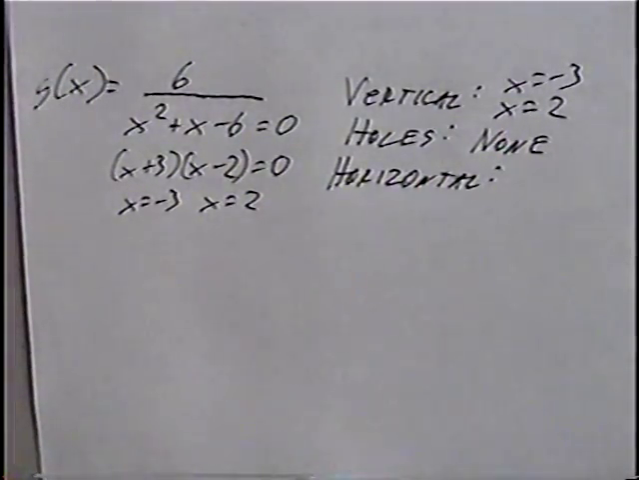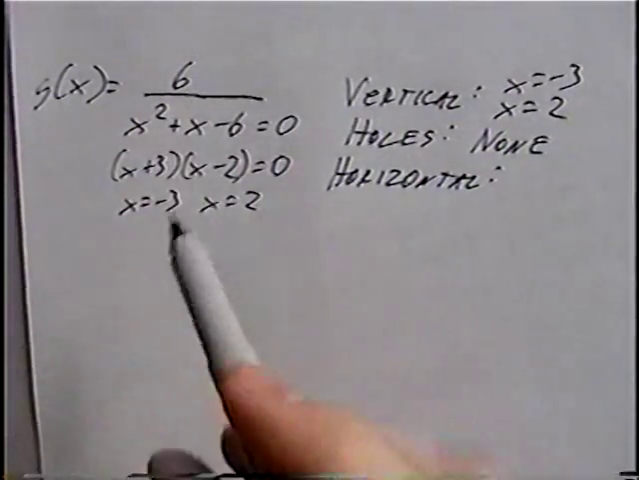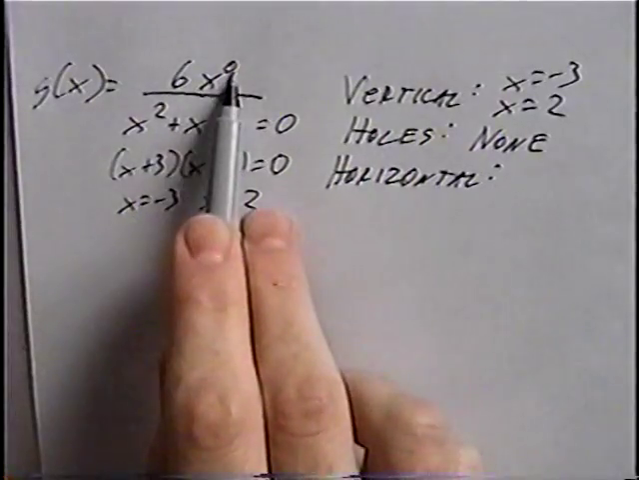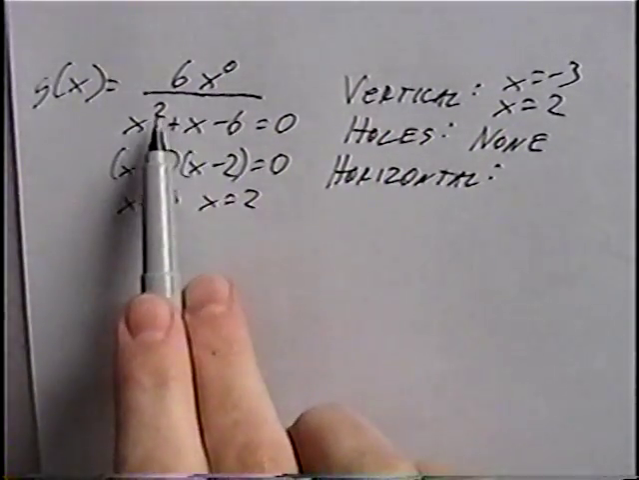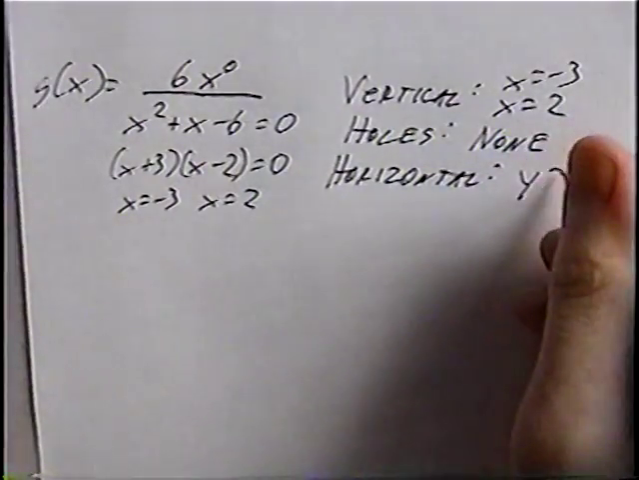Horizontal asymptotes, you look at the degree or highest exponent. The numerator does not have an exponent, but it's kind of like x to the 0 power, so the numerator has a lesser degree. A lower degree means y is equal to 0.